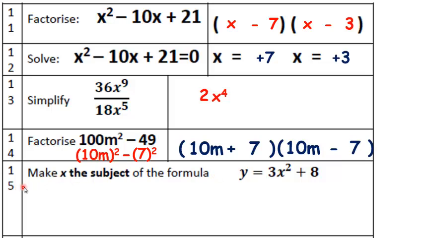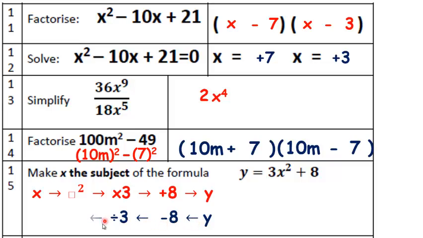Question 15. Very similar to the one that was done in set A. What I need to do here is start off with the x and think about what happens to it each time. So x is being squared, then it's being times by 3, then you're adding 8, and all of that gives you y. So let's draw a flow diagram for that. x is being squared, it's being times by 3, you add 8, and all of that gives you y. Work that backwards. y, take away 8, divide by 3, you need to square root the whole lot, and that will all give you x.